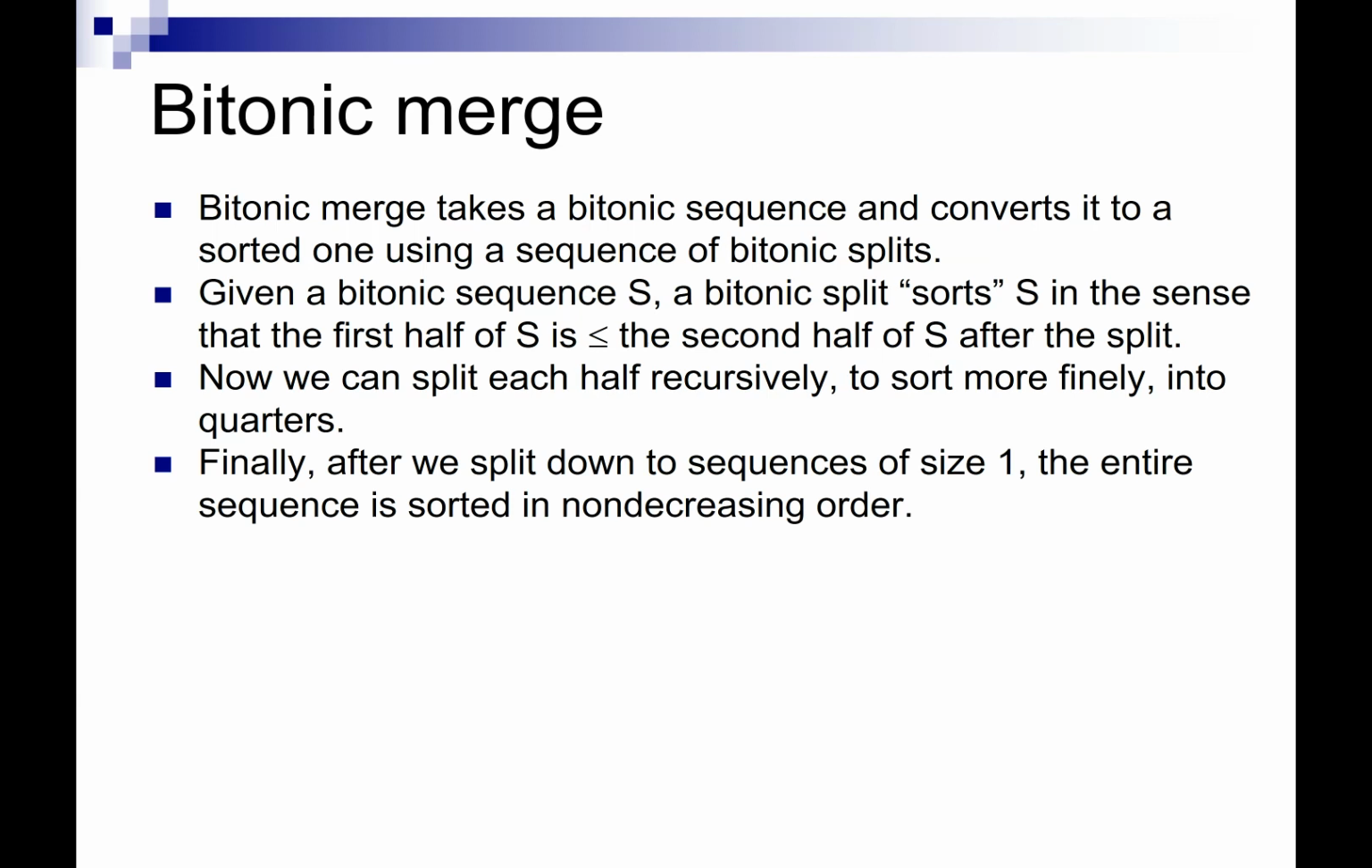Each time you do a bitonic split, it's like you've sorted the sequence a bit. You split it into two parts where the first part is completely less than the second part. We're just going to keep doing this until eventually we get down to a sequence of size 1, and when that happens, the entire sequence is sorted.